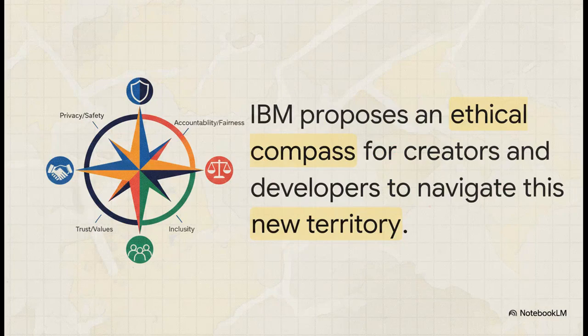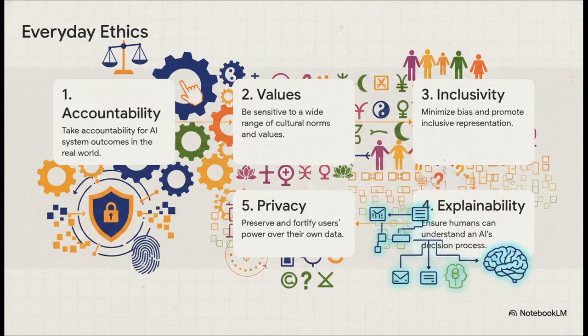A lot of organizations are trying to figure this out. One really useful framework actually comes from IBM, which offers up a kind of ethical compass to help guide developers and creators through this totally new territory. And their core principles are pretty straightforward. It's all about taking accountability for what the AI creates. It's about designing systems that are culturally aware and inclusive, and actively working to reduce bias. And just as important, it's about making sure the AI's process is explainable, that it's not a black box, and that user privacy is protected, always.